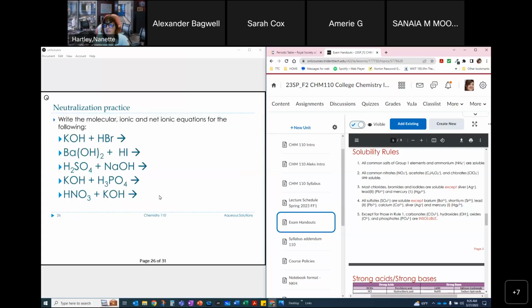So some balancing practice for acid-base reactions. Molecular, ionic, and net ionic equations for these. We've done one version of these previously, but I want to see how you handle the rest of them. So I'll give you a couple of minutes to work on that.